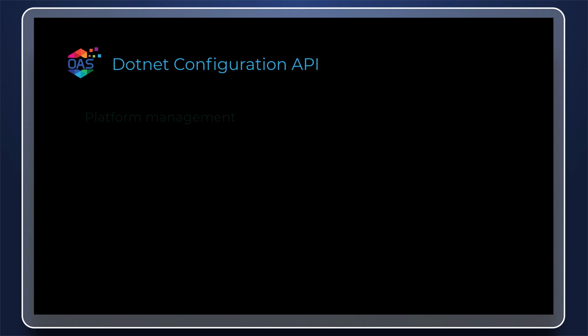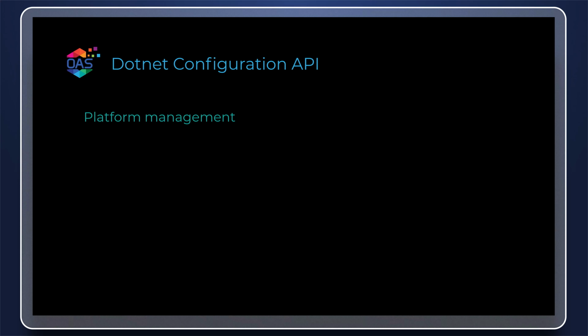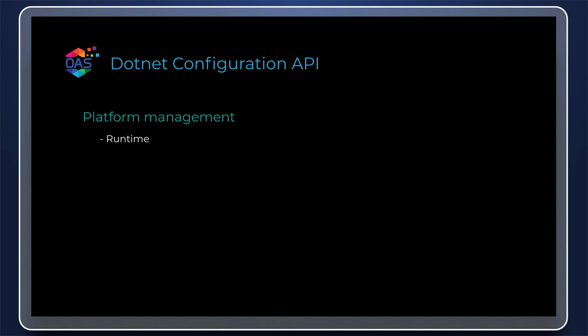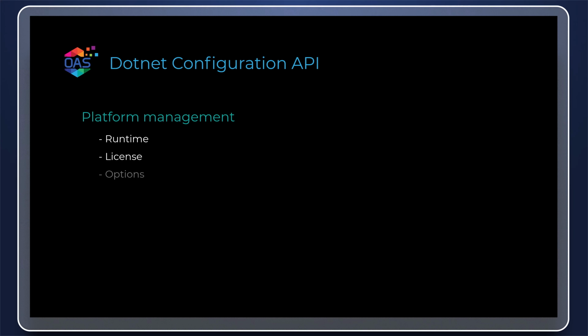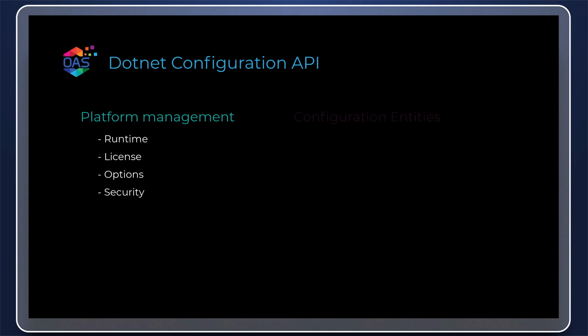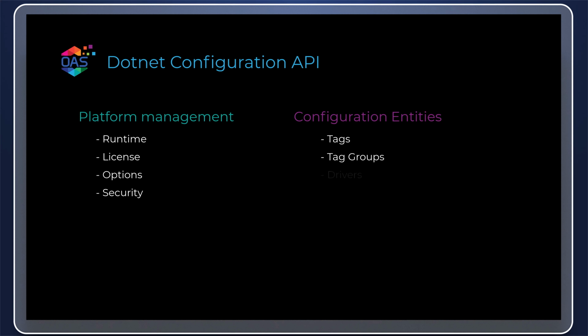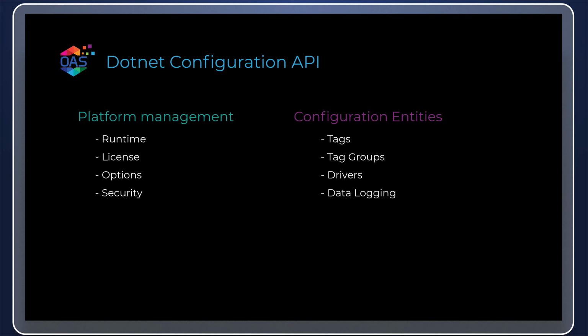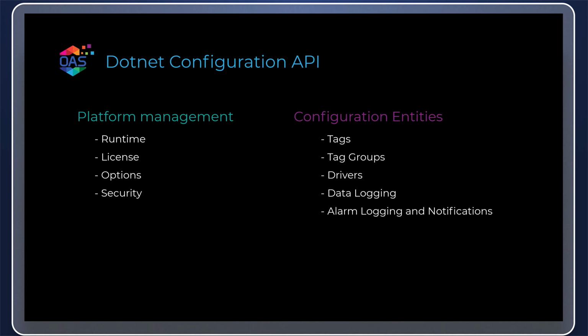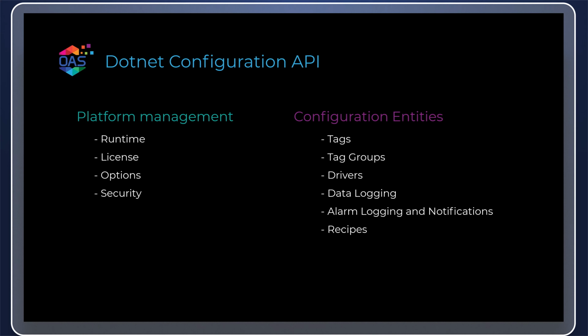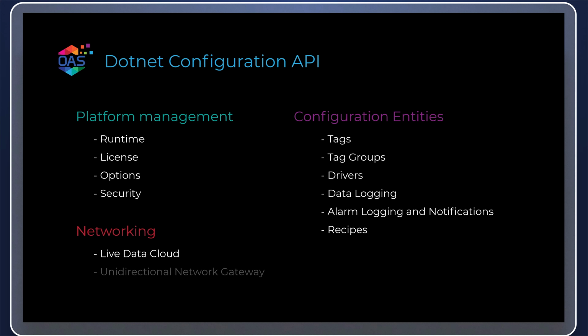This includes OAS platform management functions, such as runtime management, license status, options and security, as well as configuration entities, such as tags, tag groups, drivers, data logging, alarm logging and notifications, recipes, and finally, networking features such as Live Data Cloud and Unidirectional Network Gateway.